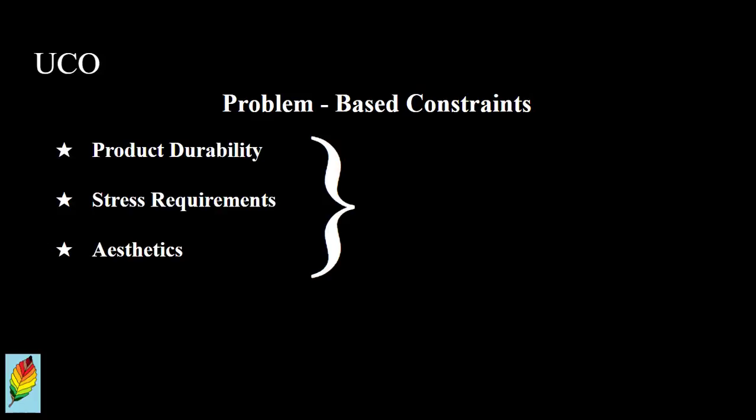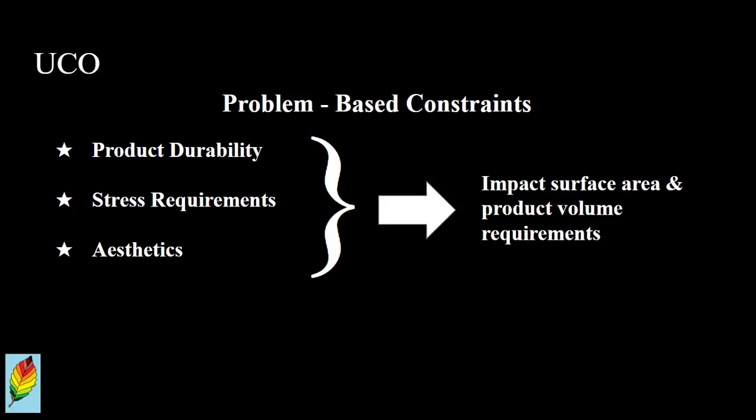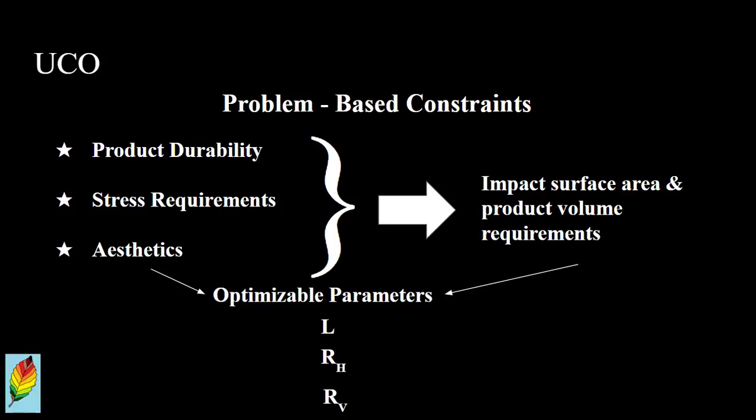With these constraints defined, let us look at the requirements from the problem parameters. Let us say that for reasons related to required product durability, stress requirements, and aesthetics, we know that the different surface areas and the overall product volume need to conform to certain ranges of connected values. We would need to convert these different ranges into functions of our original optimizable parameters, L, RV, and RH. With these intact, we have now defined our constraints for constrained optimization.